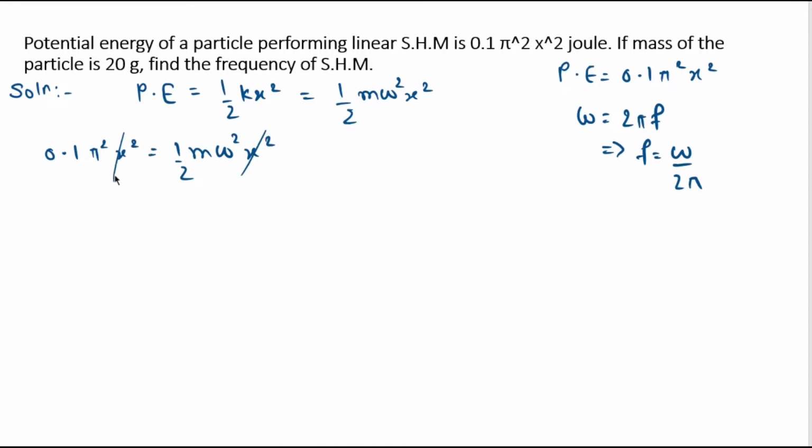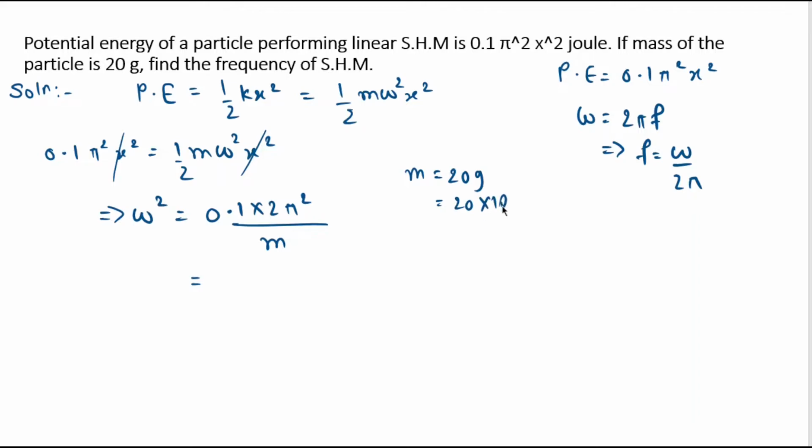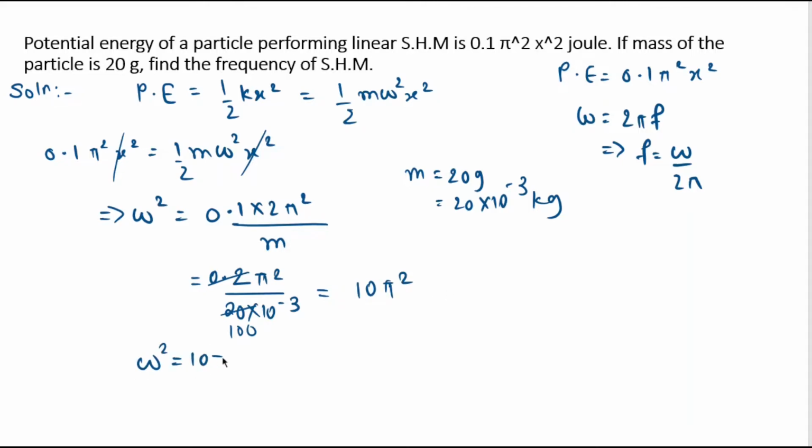Now from here, x square and x square get cancelled, which implies omega square comes out to be 0.1 into 2 into pi square divided by mass. We know that mass is given to us as 20 grams, so m is 20 grams, which can be written as 20 into 10 raised to minus 3 kg. So putting all the values, we get 0.2 pi square by 20 into 10 raised to minus 3, and cancelling this 2, we can say that we get 10 pi square, which implies omega square is 10 pi square.